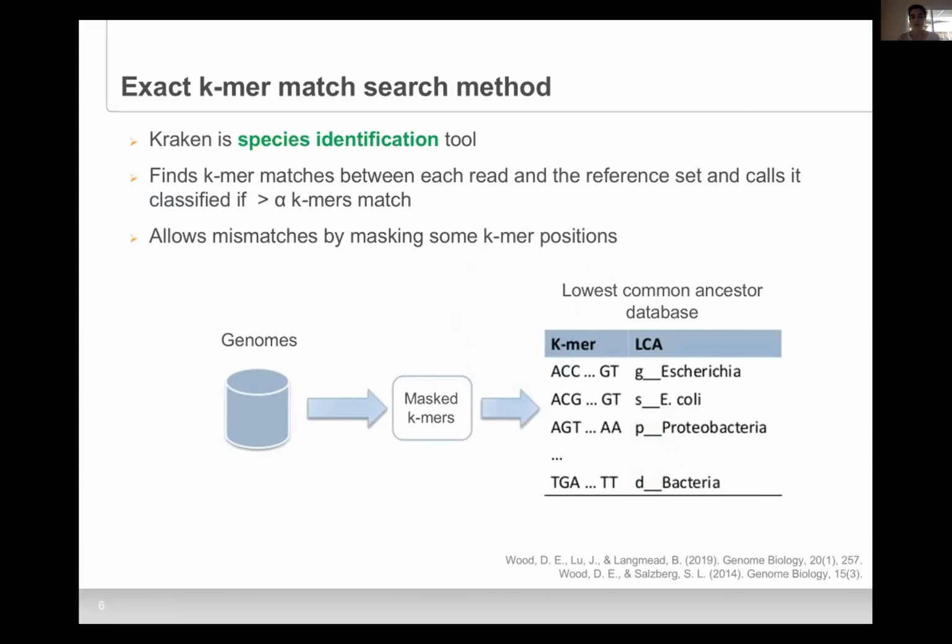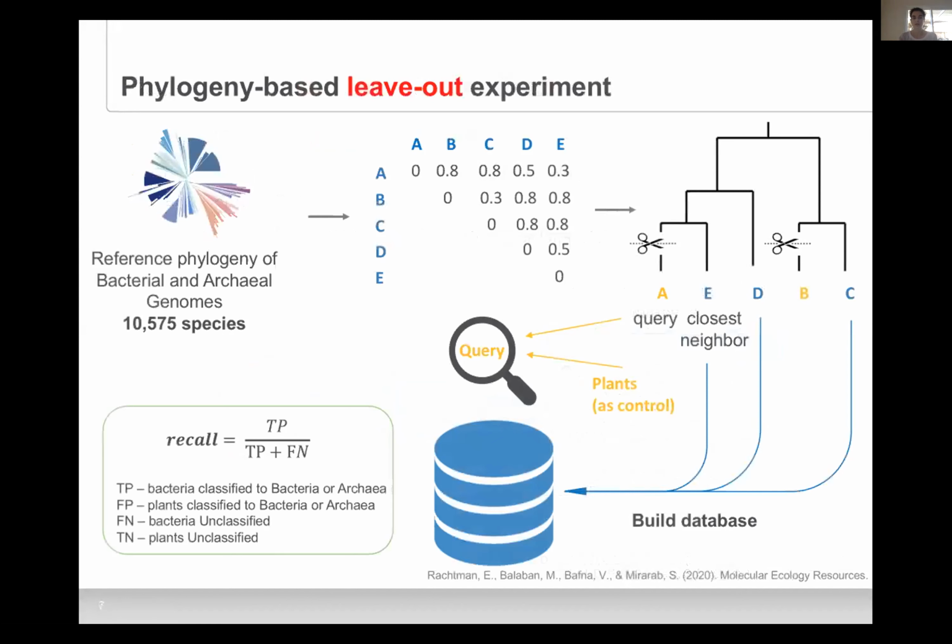The first thing that comes to mind is, of course, Kraken. Kraken is a great species identification tool that allows you to use a set of references to construct a lowest common ancestry database. And then you can query your sequencing reads against this reference database to see where the match can be found. Kraken calls a read classified if the number of k-mers that match the database is above a user-specified threshold alpha. So we evaluated sensitivity of Kraken in our phylogeny leave-out experiment.